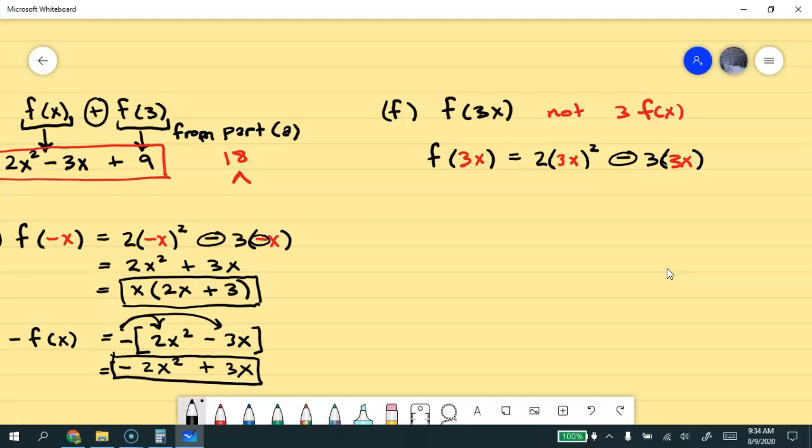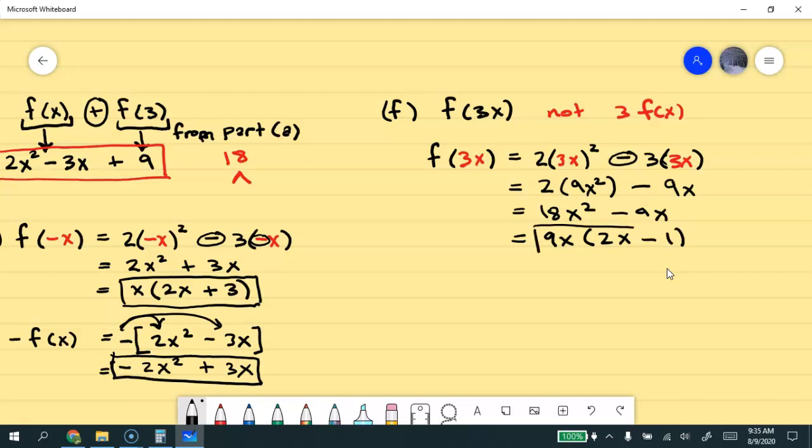You'll get 2 multiplied by 3x whole squared, which is 9x squared, minus 3 times 3x, which is 9x. And then 2 times 9x squared is 18x squared, and that's minus 9x. Finally, you can factorize the 9x, so you end up with 9x times 2x minus 1. And once again, that is the final answer.